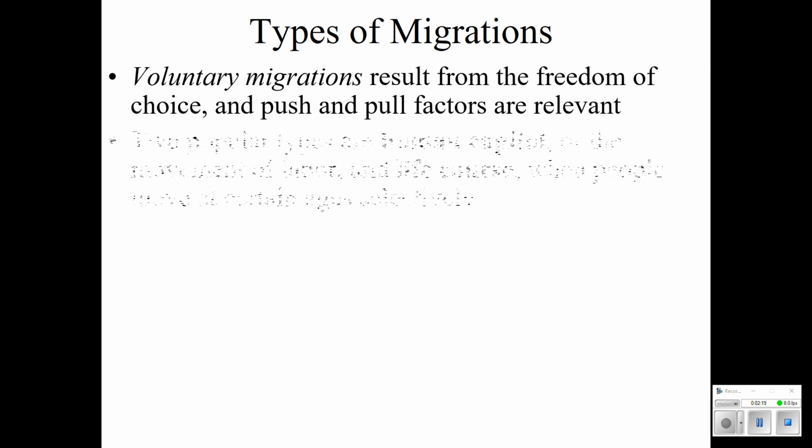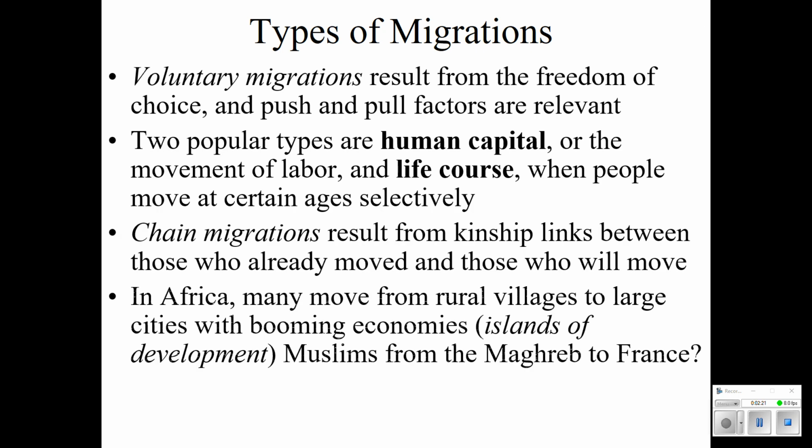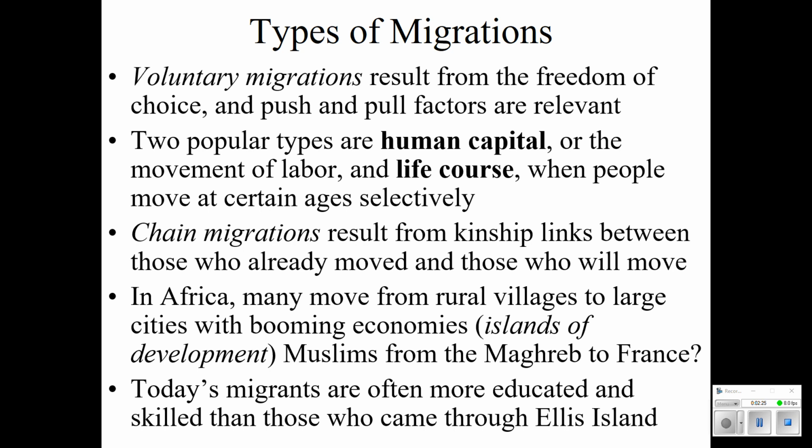So what are these types of migrations? Well, basically, they're either voluntary or they are involuntary. And we'll start with the ones that are by choice. So these are the ones where push and pull factors are relevant, because if you are an involuntary migrant, you don't really have much of a choice. So it doesn't matter what the push or pull factors are, because you're not moving on your own free will.